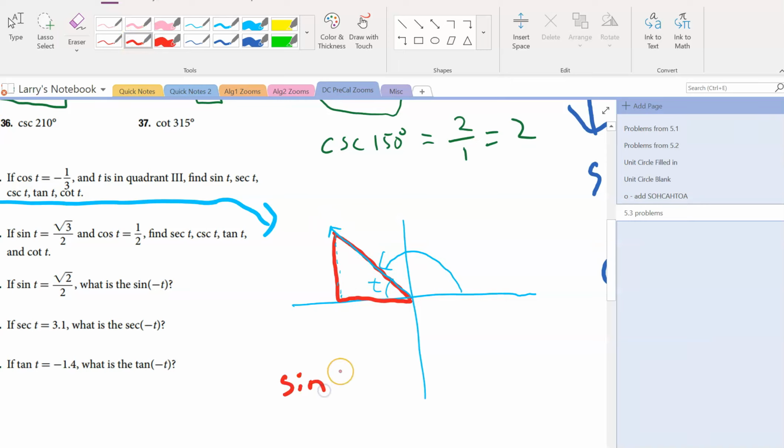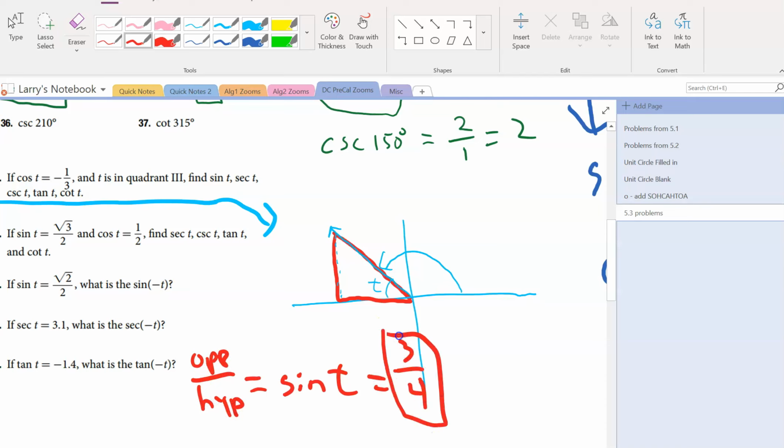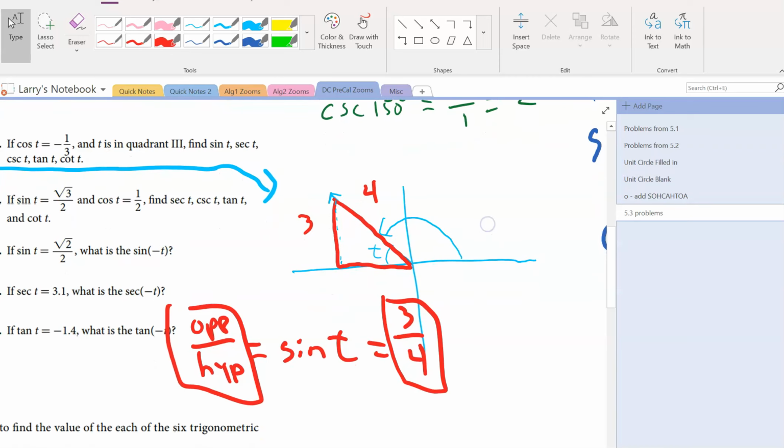Sine of t, and sine is opposite over hypotenuse. Sine of t is equal to 3 over 4. So 3 over 4 is the opposite over the hypotenuse. So from t, the opposite is 3. It will be positive because it's above the x-axis. The hypotenuse is 4. So we need to find this other side.